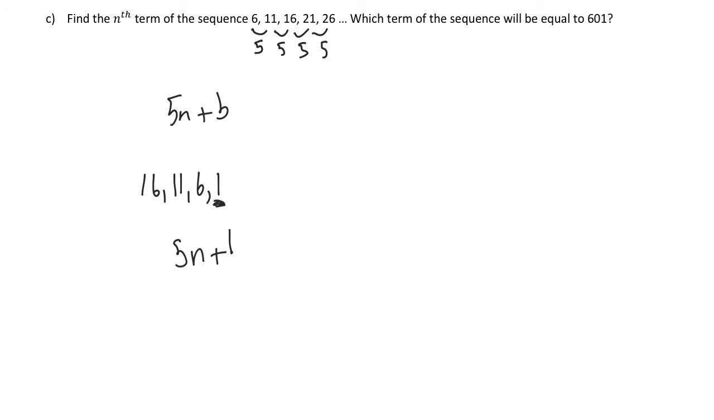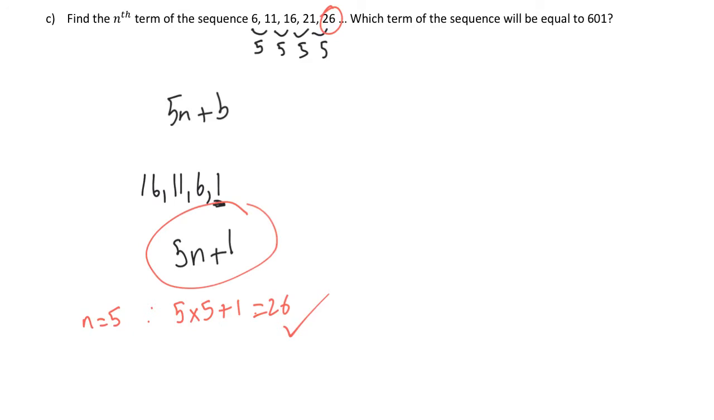We could carry out a check. So the fifth term in the sequence is 26. So when n equals 5, we would expect 26. So that's 5 multiplied by 5 plus 1, which equals 26, which is right. So 5n plus 1 is looking really good.